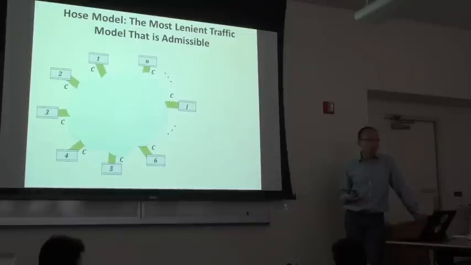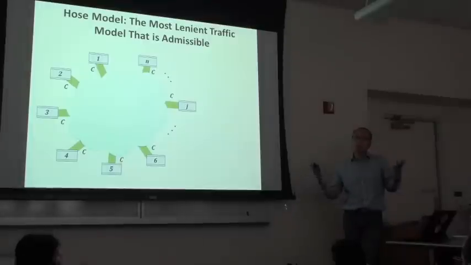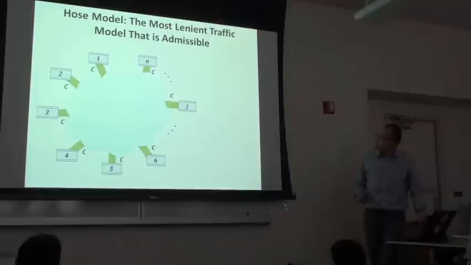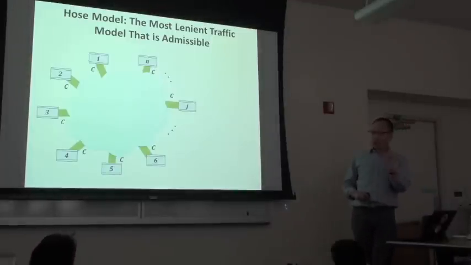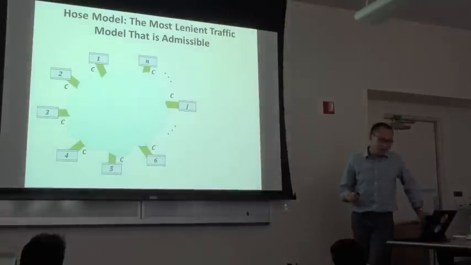So our charge is building a network that doesn't have any bottleneck under any traffic pattern. But what do I mean by any traffic pattern? To define that mathematically, I borrow this notion of the host model. Since this is Stanford, I presume that a lot of people are quite familiar with Valiant load balancing and the host model.